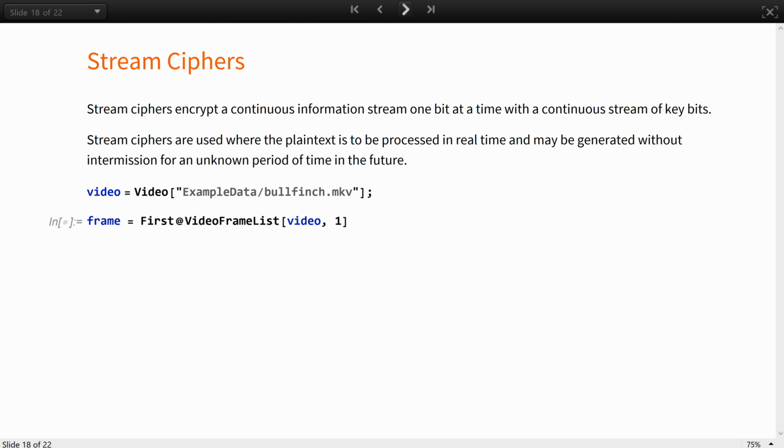Stream ciphers encrypt a continuous information stream one bit, byte, or frame at a time with a continuously updated stream of key bits. The ciphers are used in applications where expected plaintext size is not fixed, is to be processed in real time, and may be generated without intermission for an unknown period of time in the future, such as radio transmissions, video streaming, voice or video calls over the internet.